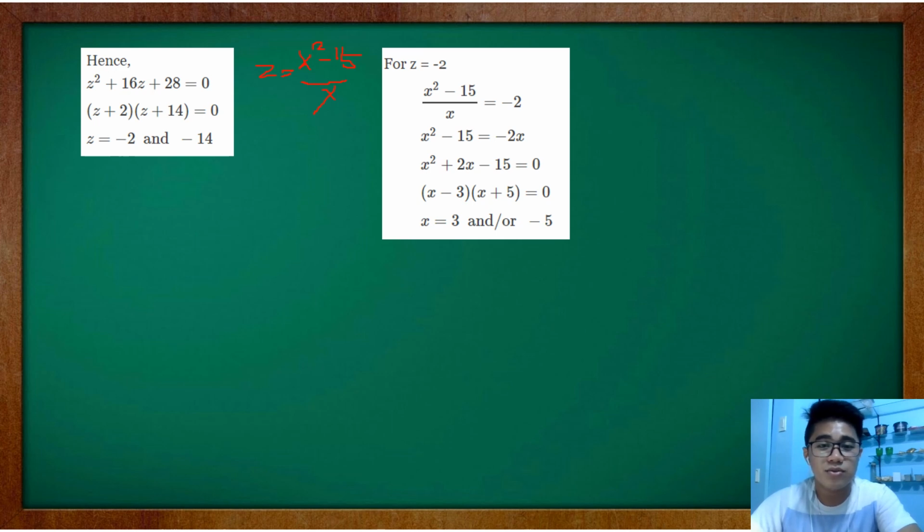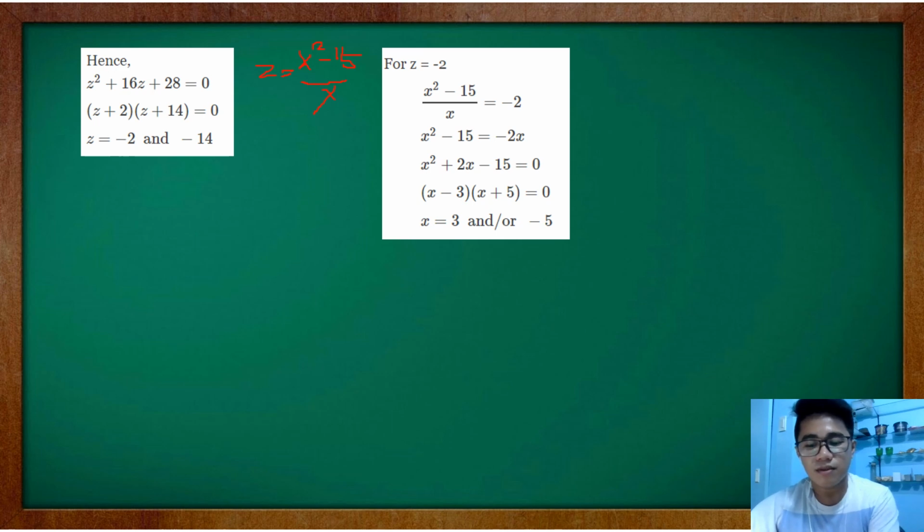Okay? So, yung z daw is equals to negative 2. So, we will have x squared minus 15. Yung x will be moved to the right side, will be multiplied by negative 2. So, negative 2x. So, x squared plus 2x minus 15. And then, we can factor it out. So, mayroon tayong x minus 3 multiplied by x plus 5. So, therefore, we have x is equals to 3 and negative 5. So, nakuha na natin. Ayan.